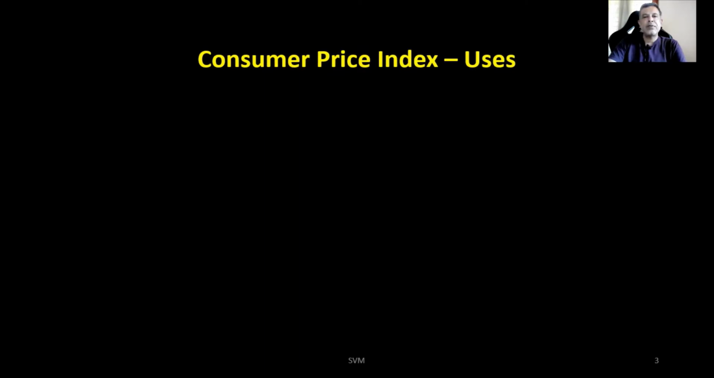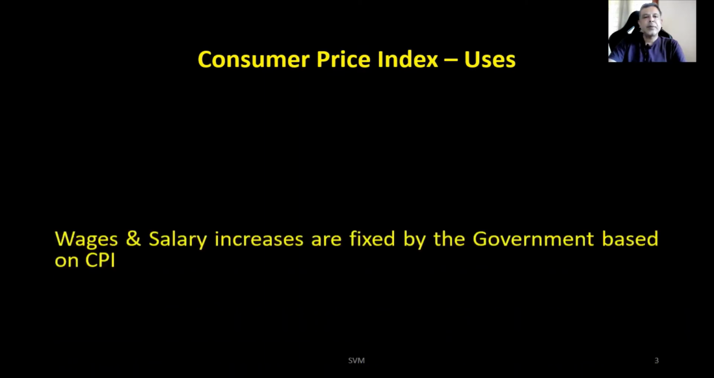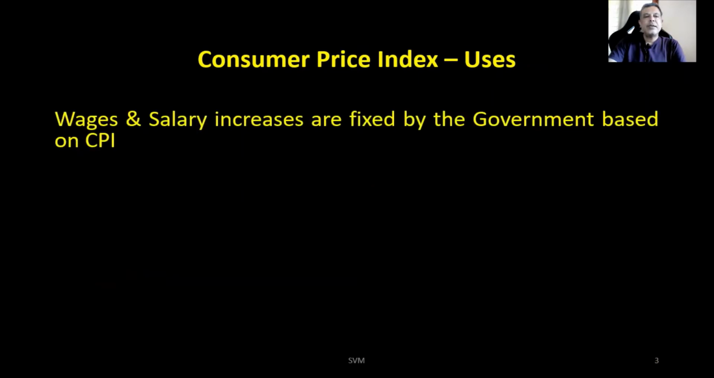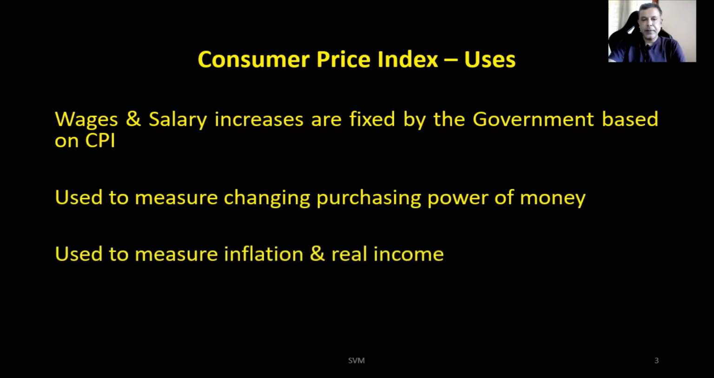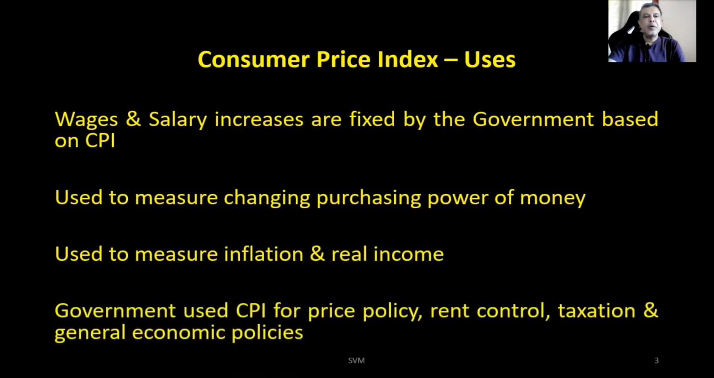So what are the uses of the consumer price index? Number one, wage and salary increases are fixed by the government based on the consumer price index. It is used to measure the changing purchasing power of money. It is also used to measure inflation and real income. The government uses CPI for price policy, rent control, and other general economic policies, including taxation.